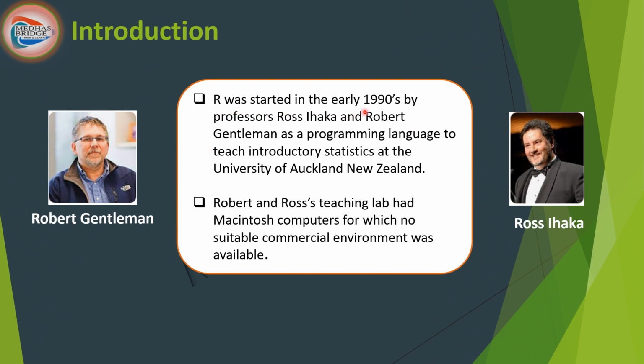R was started in the early 90s by Professor Ross Ihaka and Robert Gentleman as a programming language to teach introductory statistics at the University of Auckland in New Zealand. Robert and Ross's teaching lab had Macintosh computers for which no suitable commercial environment was available. Hence, they created the R programming language.